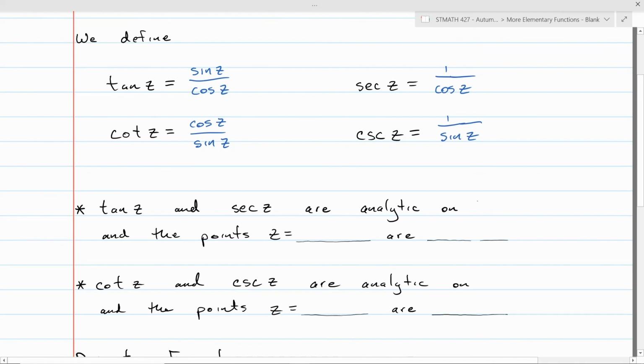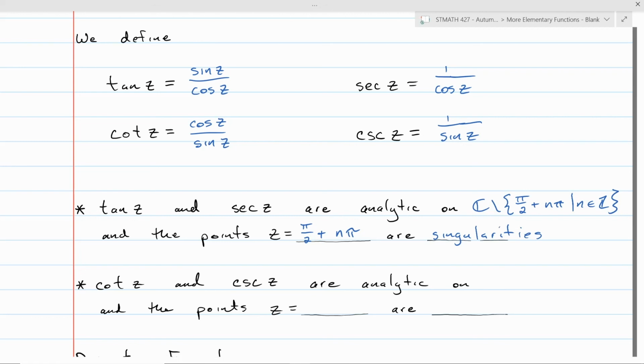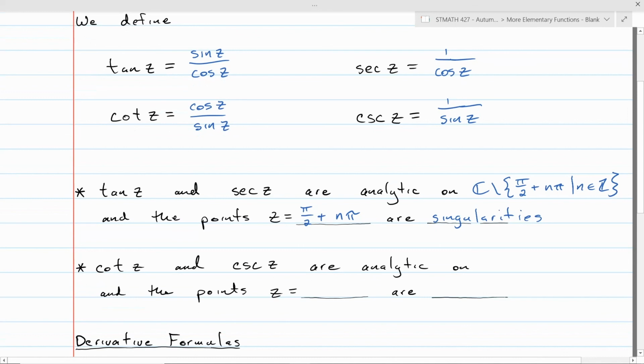Well, it's just going to be c minus the set of points where cosine is equal to 0, which was pi over 2 plus n pi, where n was an integer. So those are isolated zeros in the denominator, so those will be singularities, according to our definition of singularity. Remember, a singularity is just a point where the function is not differentiable, but there are lots of nearby differentiable points. In fact, if you take a small deleted neighborhood of all those singularities, it's differentiable on that whole deleted neighborhood.